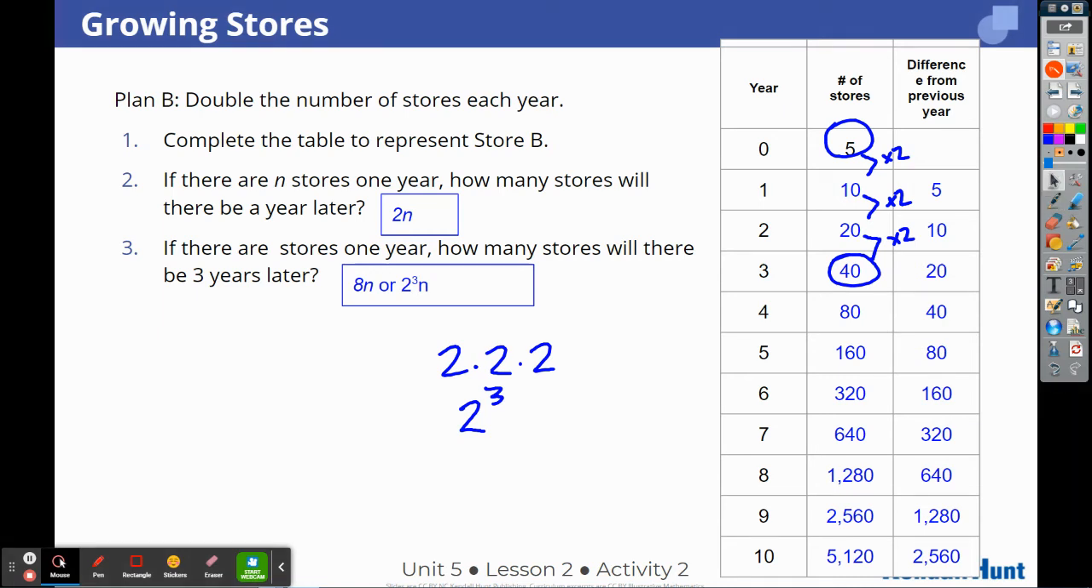So this function is no longer linear because we're multiplying by a factor instead of just adding the same amount every year.